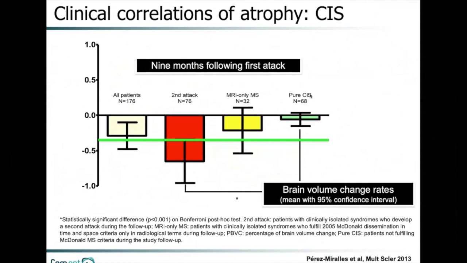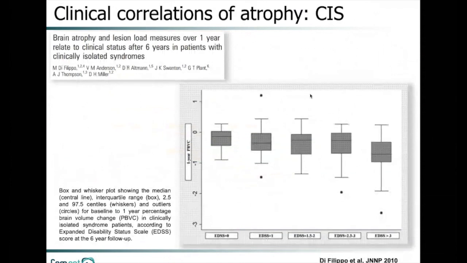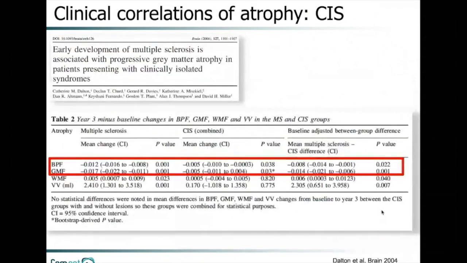This is in CIS, in the first 9 months following the first attack, in terms of development of a second attack. But you could also look at the same data coming from Queen Square, the CIS cohort there, in which we look at the first year PBVC, this is brain volume loss measured by SIENA, and then at EDSS after 6 years. You can see that patients that are going to have an EDSS of more than 3 have already significantly developed atrophy in the first years, as I say.